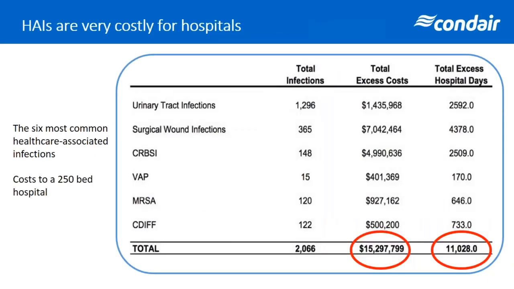In the hospital where we did the study, in 1 year, they lost over $15 million from non-reimbursable care. This is only about a 300-some-bed hospital. They lost $15 million in 1 year, and they tied up 11,000 of their patient bed days with non-reimbursable care. That's hugely impactful to a hospital.